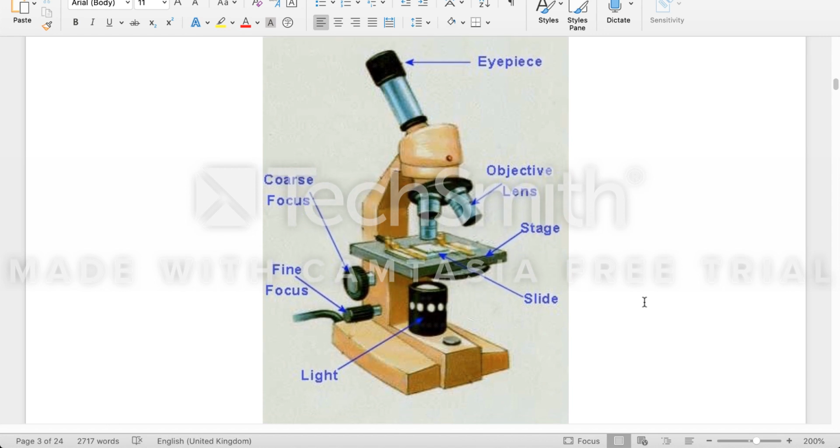What I'm going to do is go through each one and define what they are, or kind of what they do. That way, you know exactly, if I ask you, what is the purpose of an eyepiece? What is the purpose of an objective lens? You can tell me exactly what that purpose is. Why do we need it?